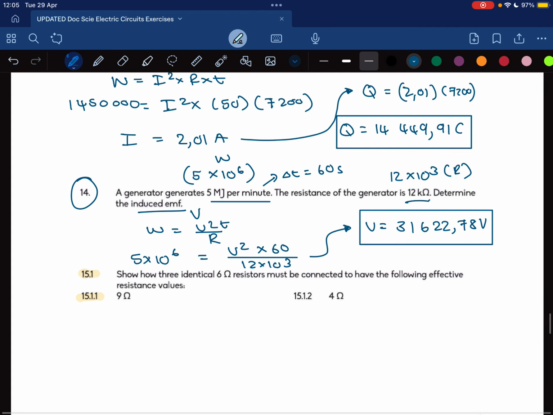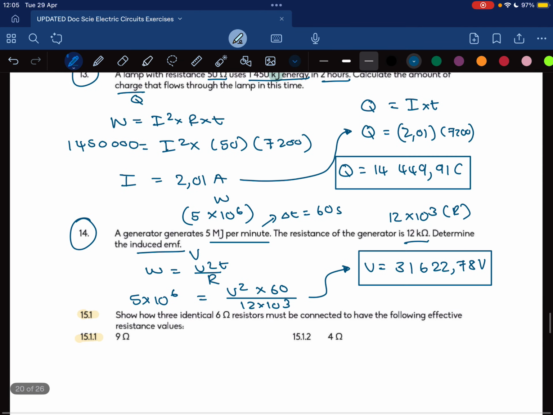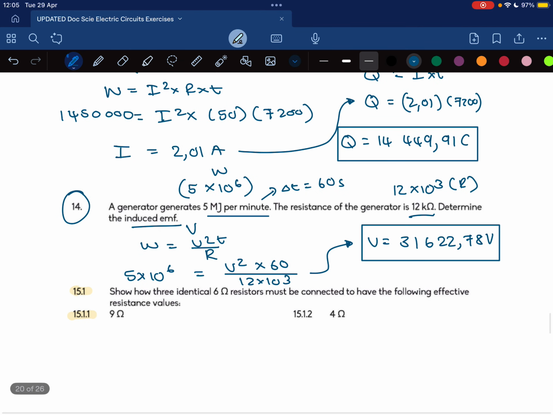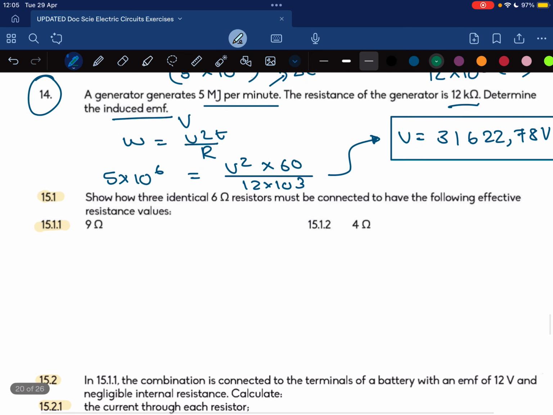So that essentially marks the end of the corrections that we did. If you need to go over some of the questions, if you need to redo them, if you completely misunderstood, then I suggest you go over them again. But otherwise, we're going to move on to the next topic.